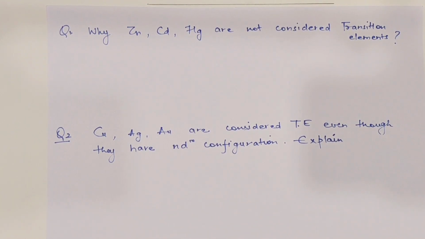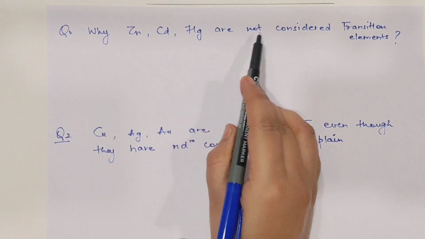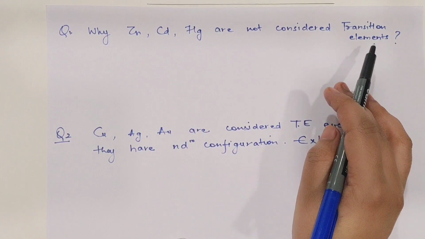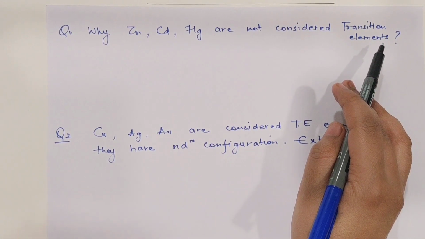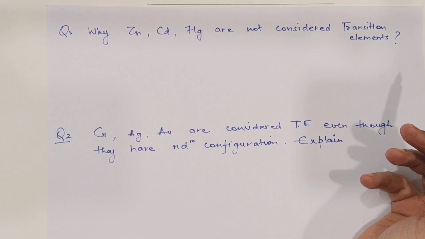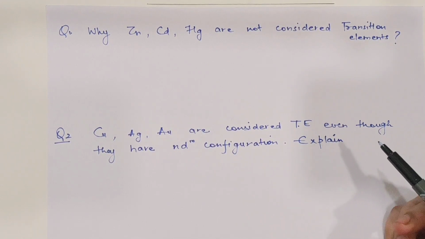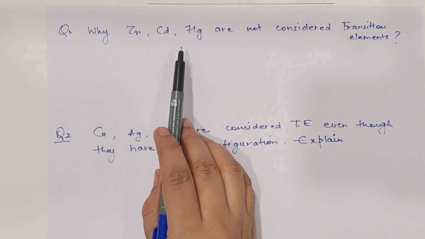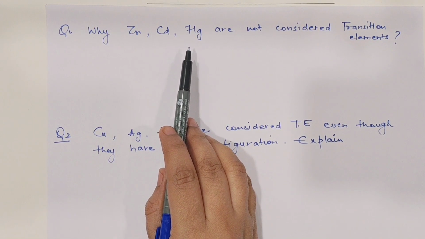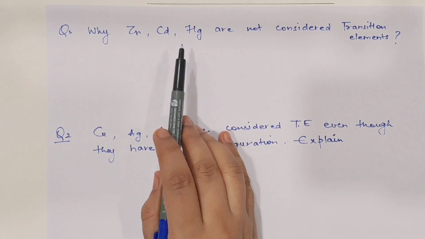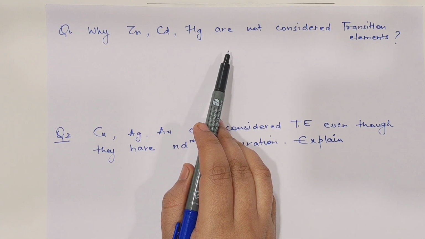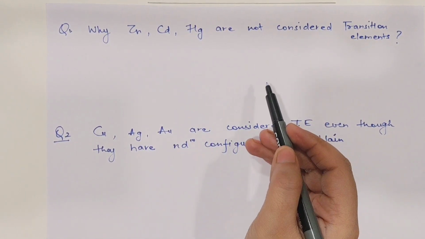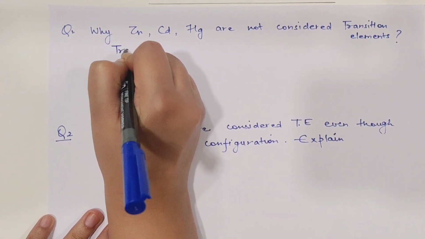So the first question is, why zinc, cadmium and mercury are not considered transition elements? This is the first important topic on the first page of the chapter. Now, D block elements are the ones where the last electron enters into the D subshell. Zinc, cadmium, mercury have D subshell electrons, all right, but they are not transition elements. They are D block elements, but they are not transition elements. Why? Because transition elements have their own definition.